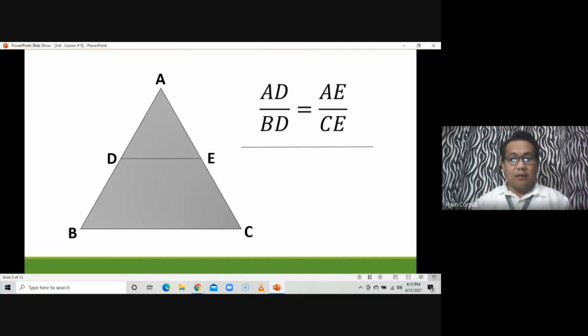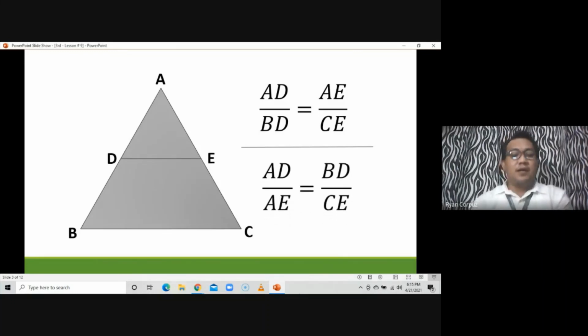So aside from applying or forming proportion vertically, we can also form proportion horizontally. So just like this, that is AD over AE, ito dalawang nasa taas naman, is equal to BD over CE. So kahit nag-form tayo ng proportion horizontally, still the two given ratios are equal. Di ba? Pinag-aralan natin yung properties on proportion, that even if we apply those properties, still the two ratios are equal.